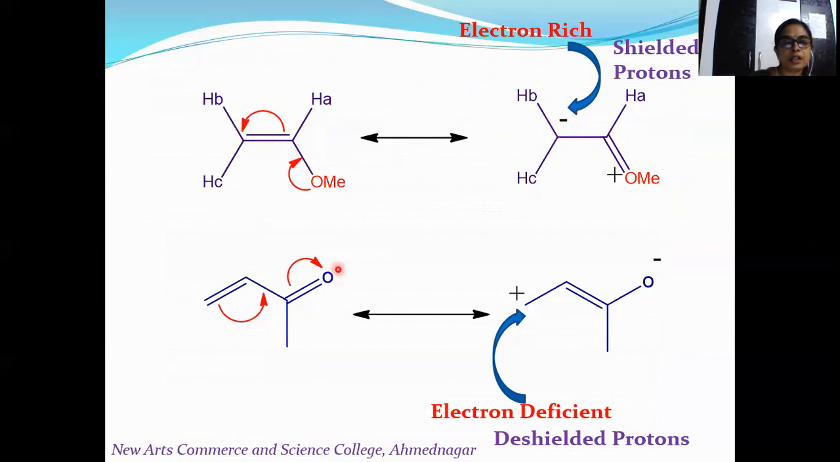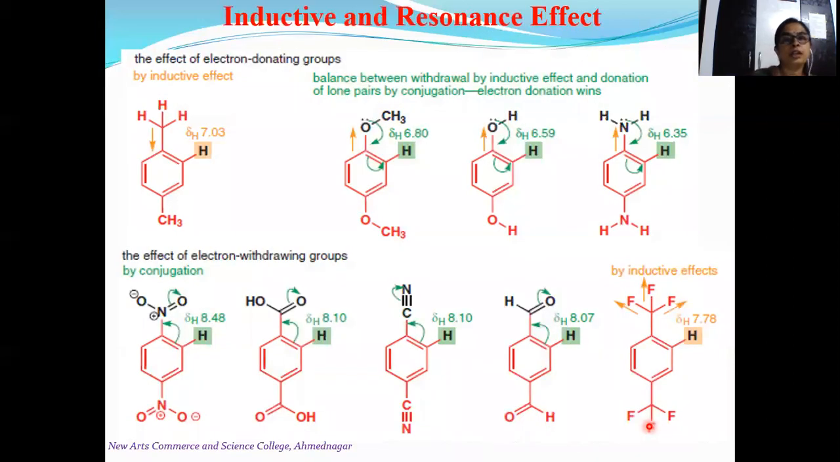And when the acyl group is there, the beta carbon atom gets the positive charge, that is, it is electron deficient. So the protons present here are de-shielded protons. Now look at this example, or now let us consider the inductive and resonance effects in case of aromatic compounds.